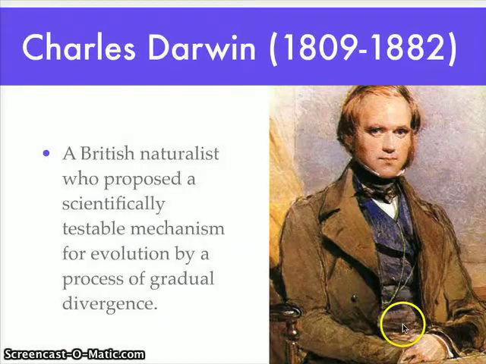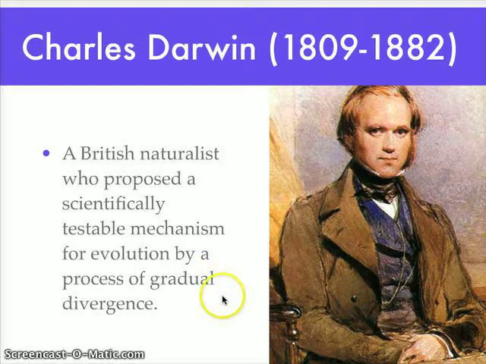There was a naturalist named Charles Darwin. If it weren't for him, then we wouldn't have been able to understand much of what we know today of our natural world. So what Charles Darwin did was he proposed a scientifically testable mechanism for evolution, which is a process of gradual divergence. And gradual divergence is the splitting of evolutionary pathways.